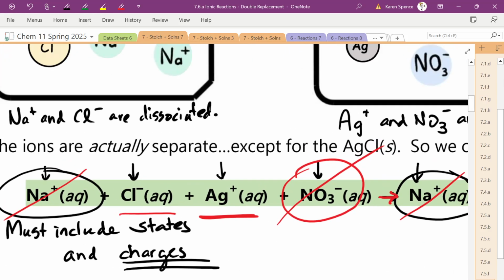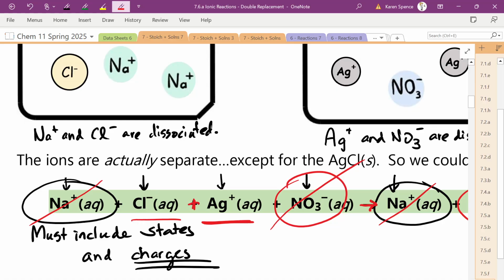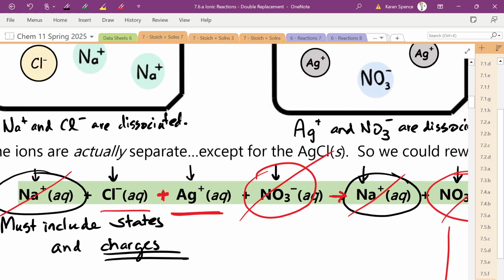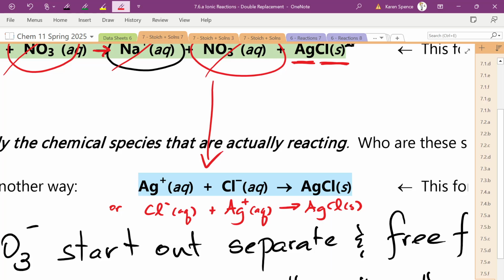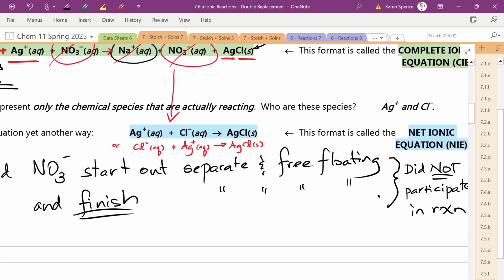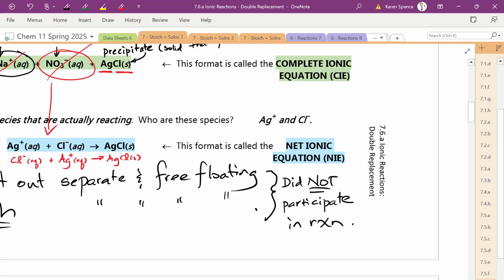And you might notice that up here it says Cl minus plus Ag. I've reversed the order just because I'm a little bit OCD that way, and I like my metal to come first. But you could have written it Cl minus aqueous plus Ag plus aqueous gives AgCl solid. That reaction there is called the net ionic equation. Oh yeah, it is written here. That is our net ionic equation.